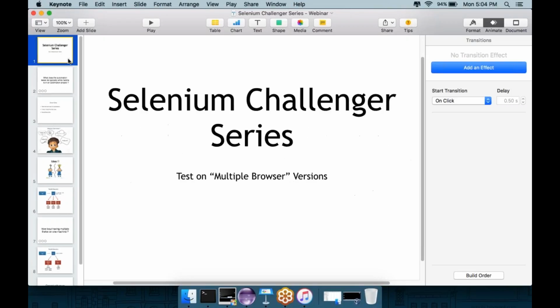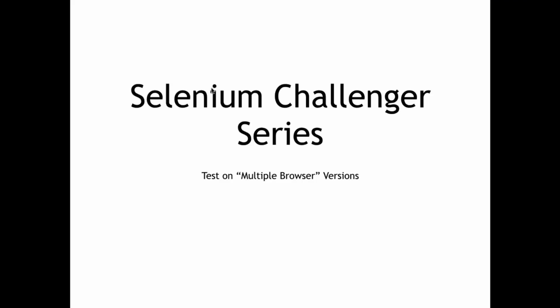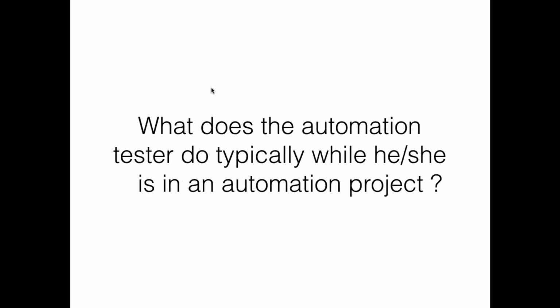All right. So I was talking about the Selenium Challenger series that we have started with Agile Testing Alliance. The first challenge we will talk about is testing on multiple browser versions for your application. Now, I would like to ask one question to all of you: what does the automation tester do typically while he or she is in an automation project? What are the tasks that he or she is doing? Can anybody answer the question?